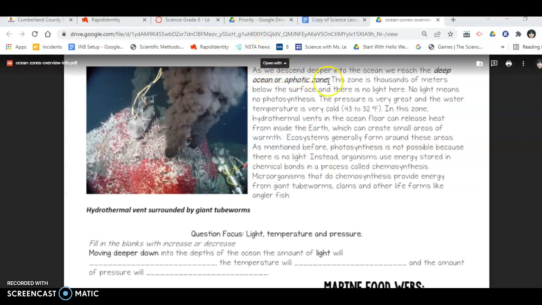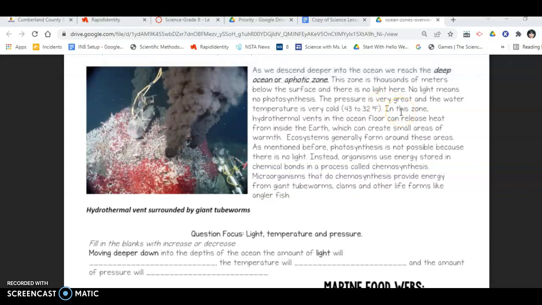As we descend deeper into the ocean, we reach the deep ocean or the aphotic zone. To descend means to go downward, right? So as we descend deeper into the ocean, we reach the deep ocean or aphotic zone. Again, I want you to write both of these words and make sure that you know them, because they are interchangeable as well. This zone is thousands of meters below the surface, and there is no light here. No light means no photosynthesis. The pressure is very great, and the water temperature is very cold, somewhere between 43 to 32 degrees Fahrenheit.